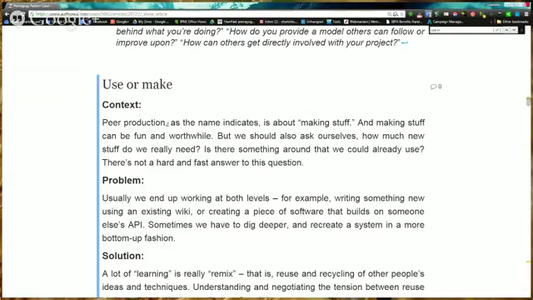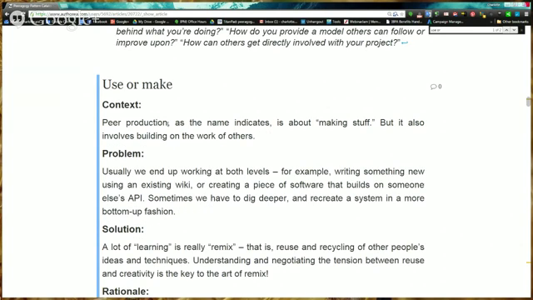Breaking out of our existing modes of feeling like we need to start from scratch or make new stuff. We don't really know how to look at what is there and remix it and respect the work of others. That's sometimes a problem, or a context. But context is quite simple. Peer production means making stuff, but it also involves building on the work of others. Okay, very good. That's awesome.